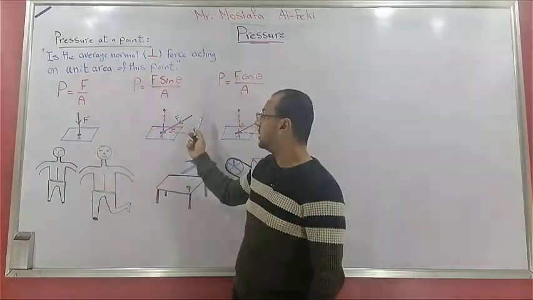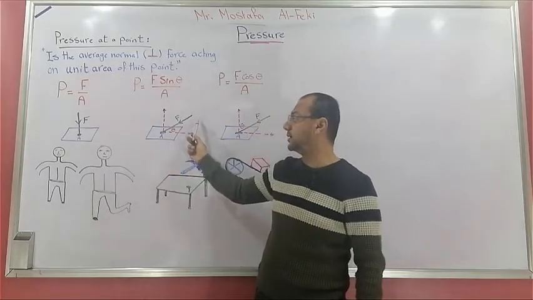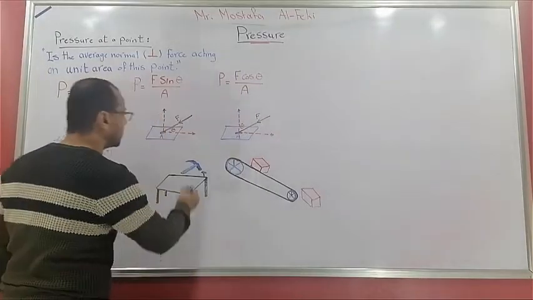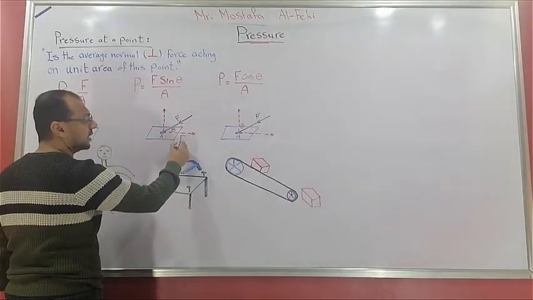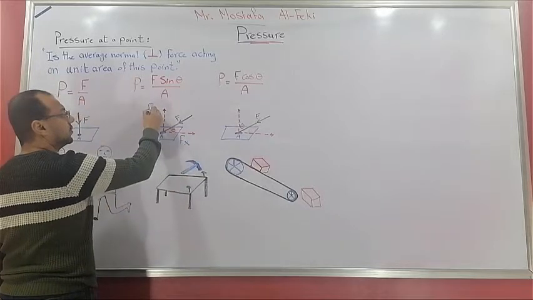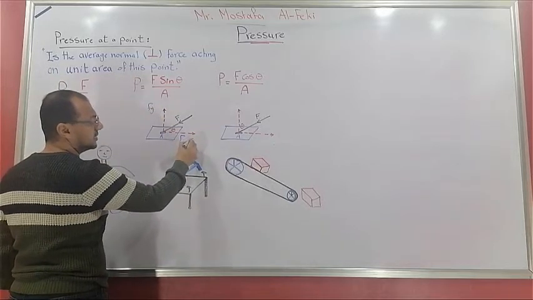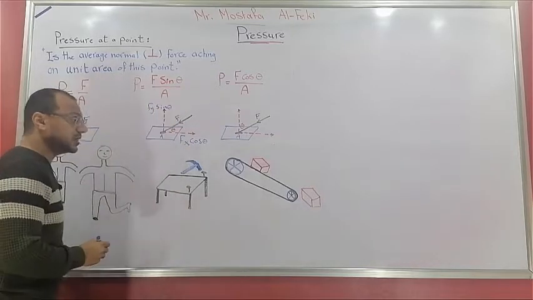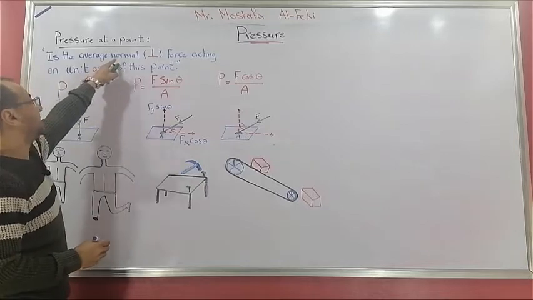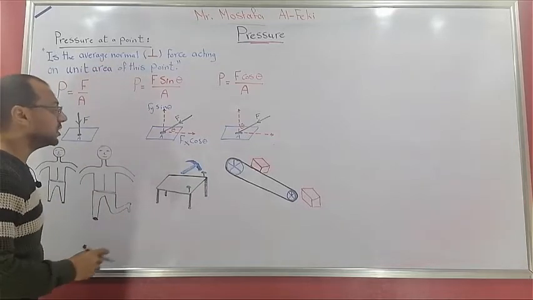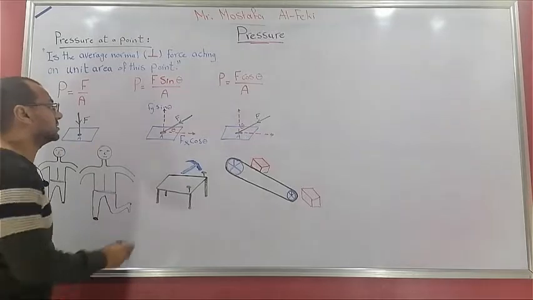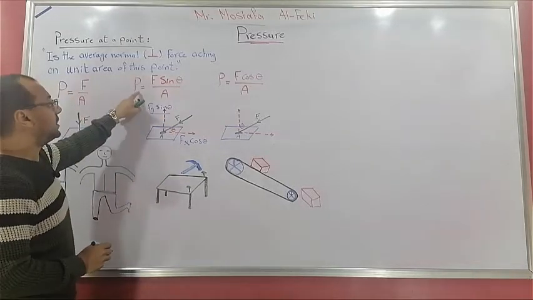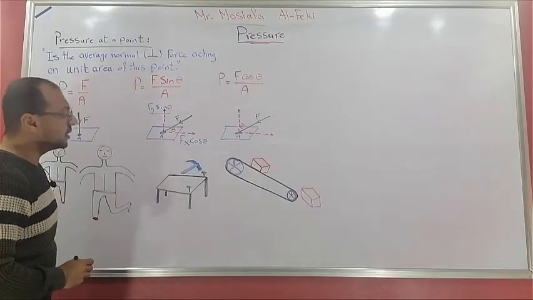Second case, when the force acts and makes an angle with the horizontal axis, then by resolving the force into two components, Fx and Fy. Here, Fx is F cosine theta and Fy is F sine theta. According to the definition, what is the normal force that acts on this point? It is Fy, F sine theta, then P equals F sine theta over A.